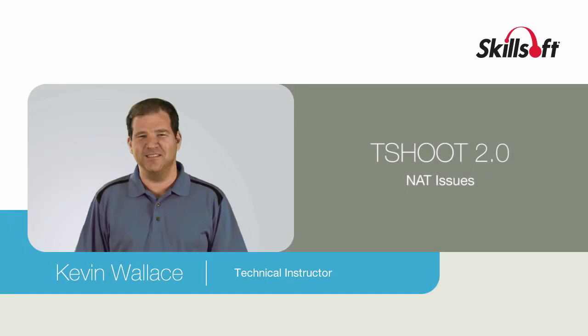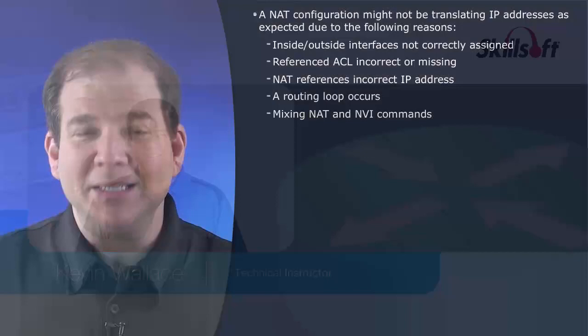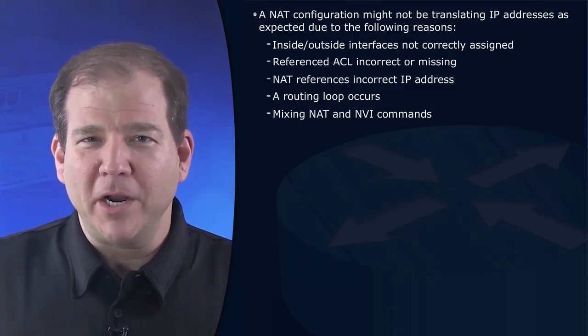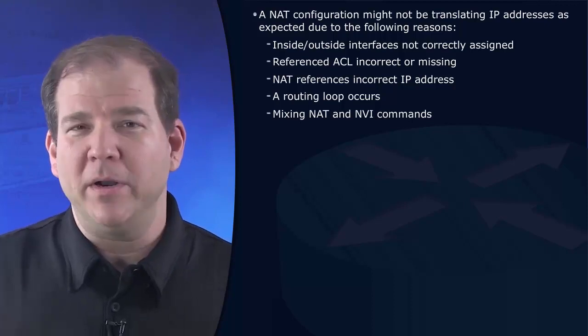Next up on our list of router services that we might need to troubleshoot is NAT, Network Address Translation. What happens if NAT is not working correctly? First of all, let's just remind ourselves, what is NAT? What does that do for us?